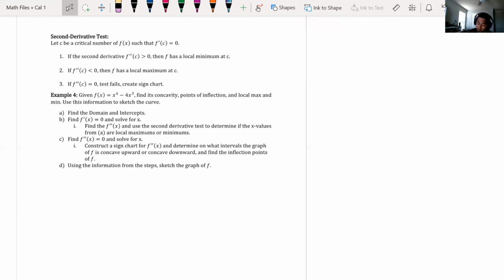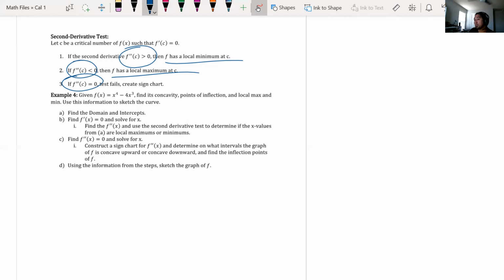By the second derivative test, number one, if the second derivative is positive at our critical number c, then the graph will have a local minimum. Number two, if the second derivative is negative at our critical number c, then the graph will have a maximum. And three, if the second derivative is equal to 0 at our critical number c, then the second derivative test fails and you must create a sign chart.